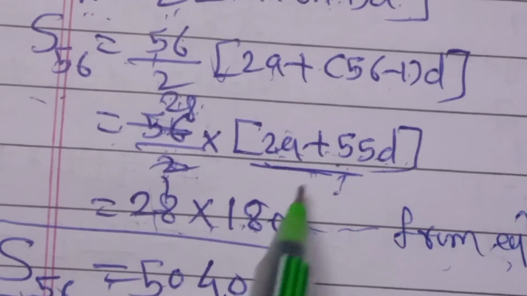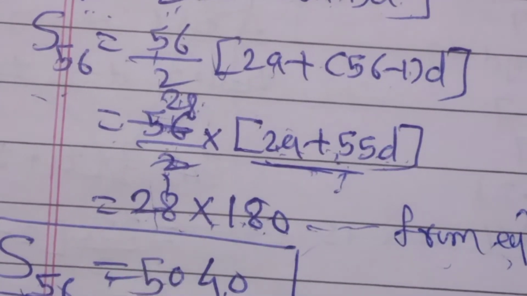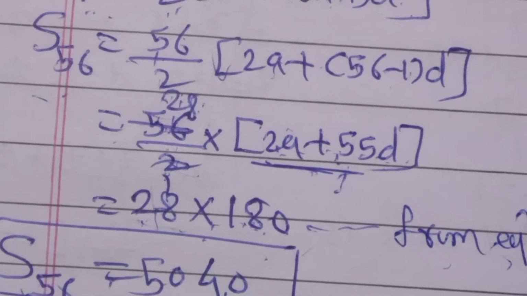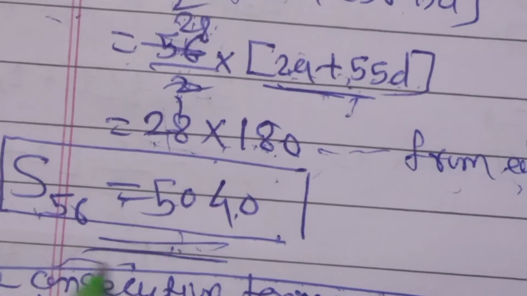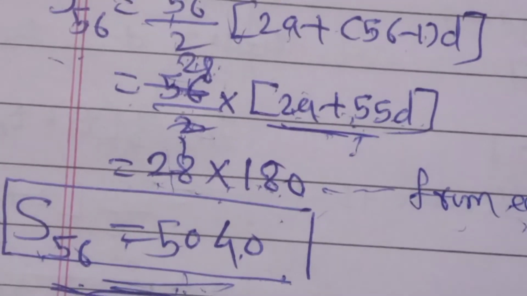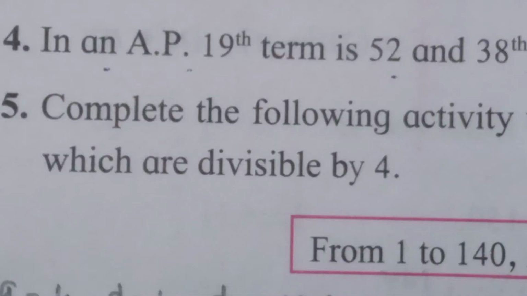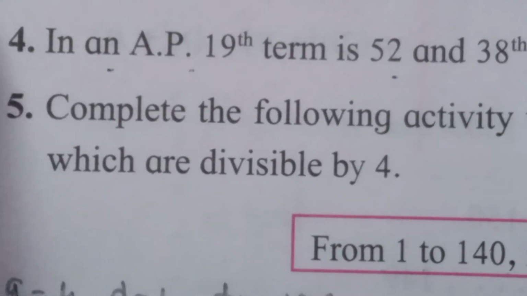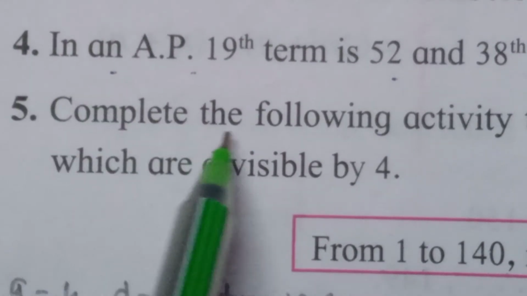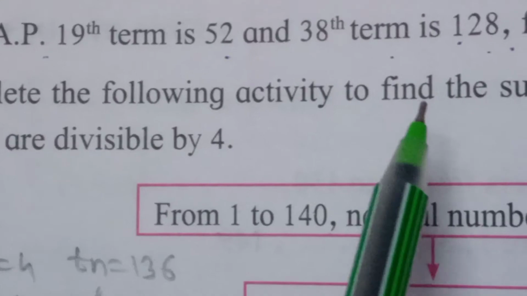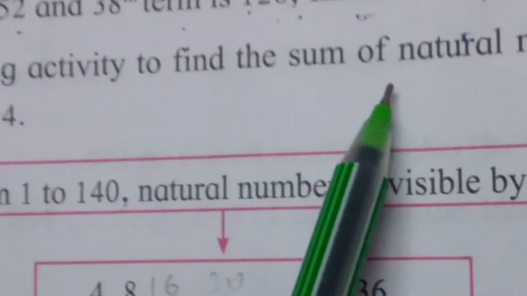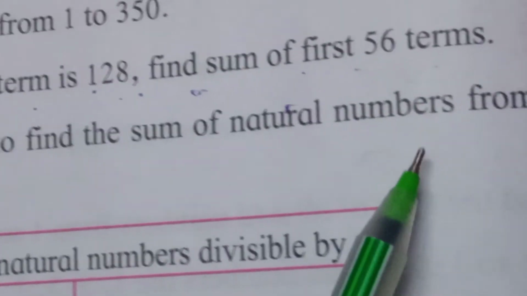So put the value: 28 into 180 is 5040. S56 is 5040.